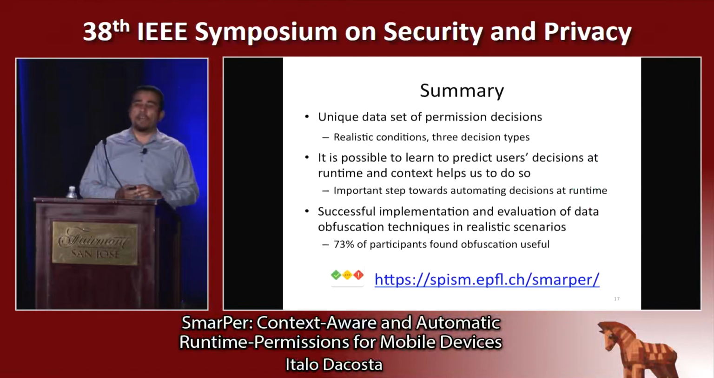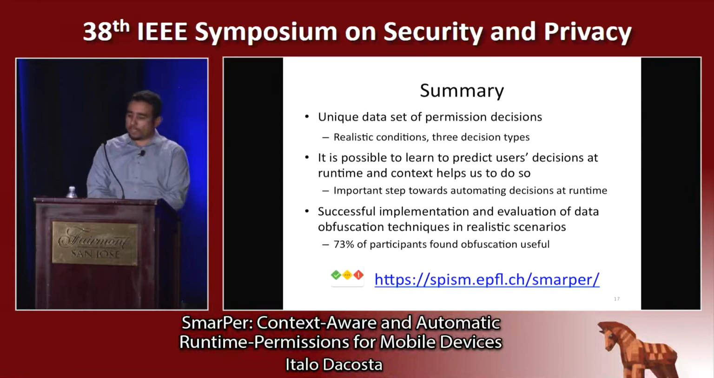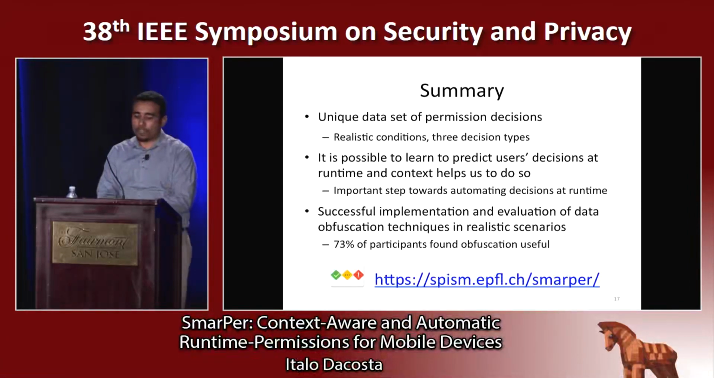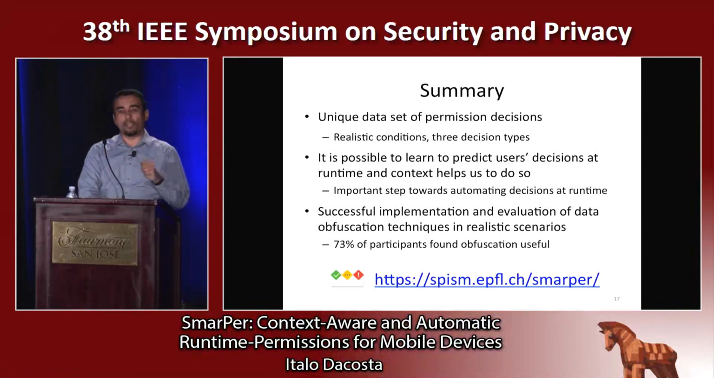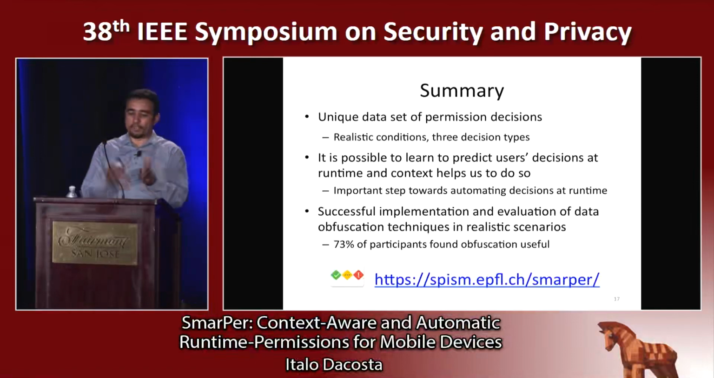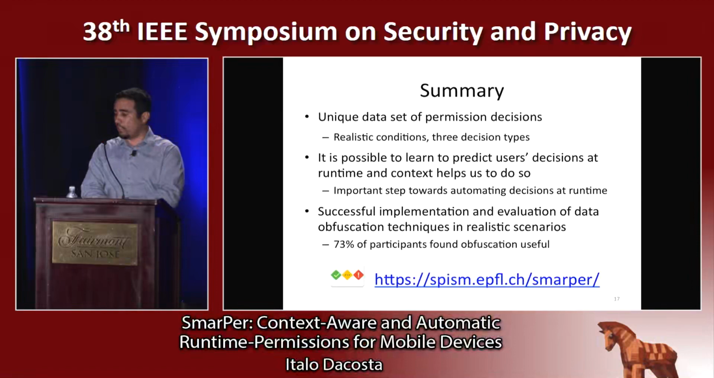To summarize, we have collected a unique data set of decisions collected in real scenarios and for 3 decision types, allow, obfuscate, and deny, and this data set is available to the community. We have shown that it's possible to learn how, or to predict how users make decisions, and the context is critical for this. And we can do this with reasonable accuracy, even with limited amount of decision data. This is a great step towards automating decisions, but still, there are several challenges that we are facing in future work.